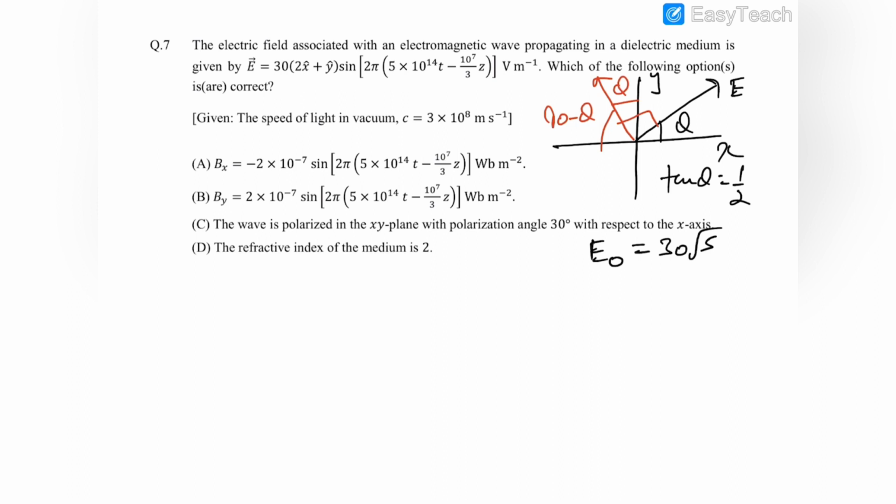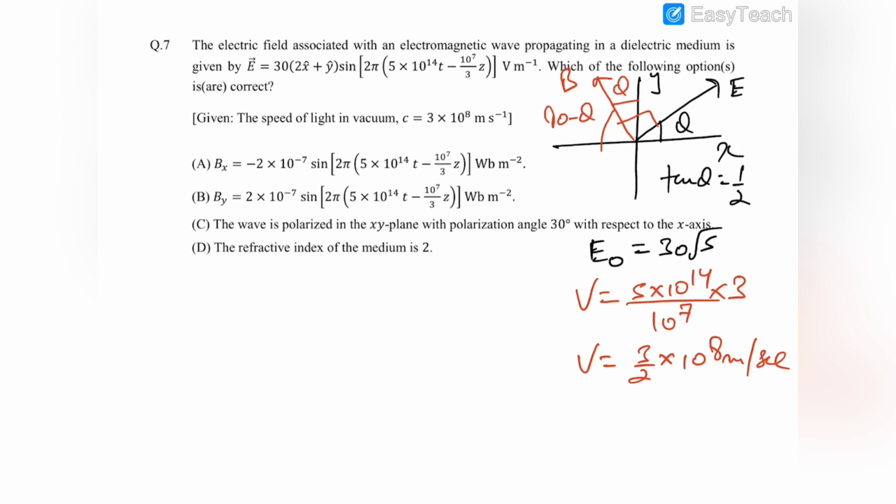Okay, so this is the magnetic field. Now we can say that the speed v of the wave in this medium is this upon this. So 5 into 10 raised to power 14, this is frequency, divided by 10 raised to power 7 into k, this is wave number. So this is the speed, and it is 3 by 2 into 10 raised to power 8 meters per second.